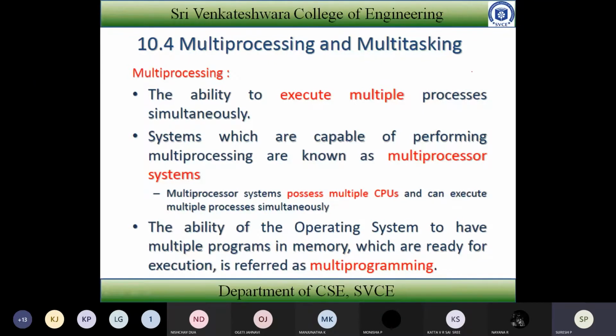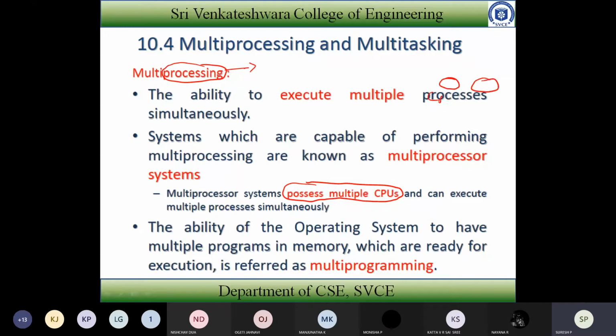Now, when you are executing multiple processes, as the name indicates, what does it involve? It is going to involve multiple processors capable of performing multiprocessing, so it is known as a multiprocessor system. As the name indicates, it is a multiprocessor, so it has multiple CPUs. This type of processing can execute multiple processes simultaneously, so multiple CPUs will be there.